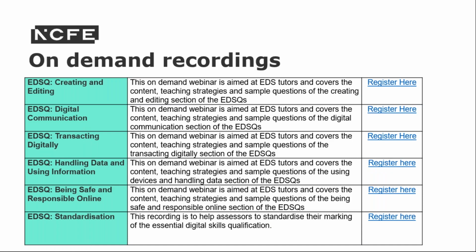So we have created some very short recordings going over the contents of the 5 sections in a little bit more detail, with some ideas for how you could teach different parts of the content. And these can be found by following the links on the slide, and also by clicking on the link on the Essential Digital Skills tile on QualHub.